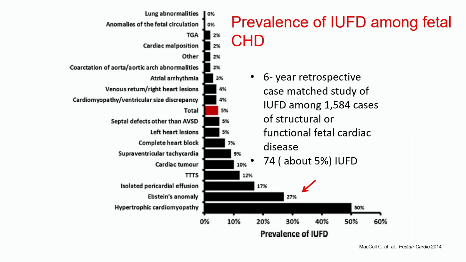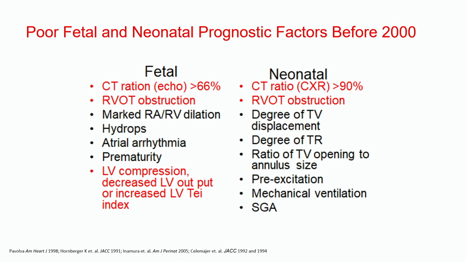So Ebstein's is really important for a lot of reasons, but this is one of them, and this is from Edgar and his group. It's a 6-year retrospective case matched study of fetal demises among almost 2,000 patients with structural or functional cardiac defects. And you see that those with cardiomyopathy have about a 50% prevalence of IUFDs, but the Ebsteins are not far behind, about 27%. So it is a very severe and serious cardiac defect.